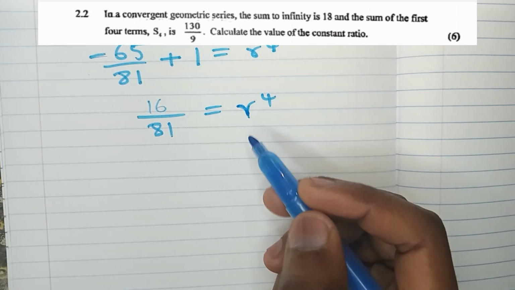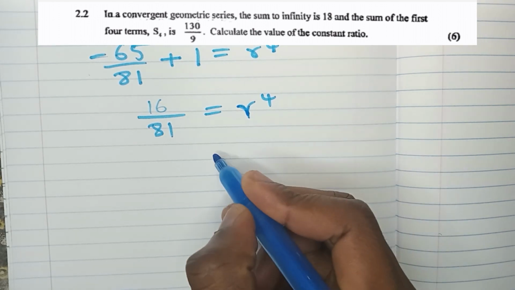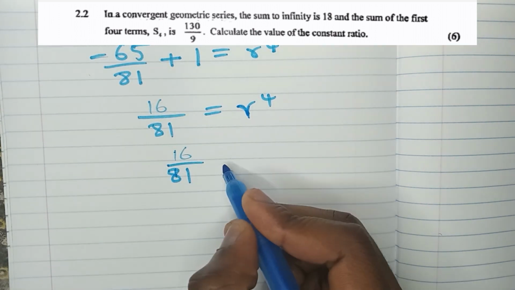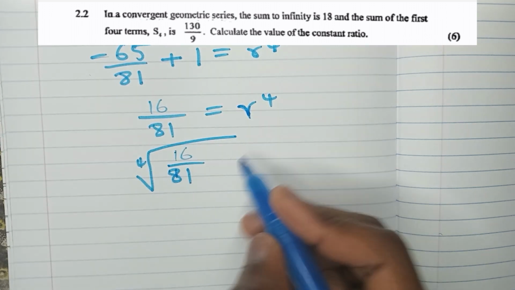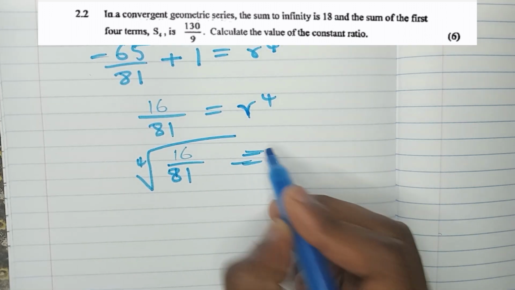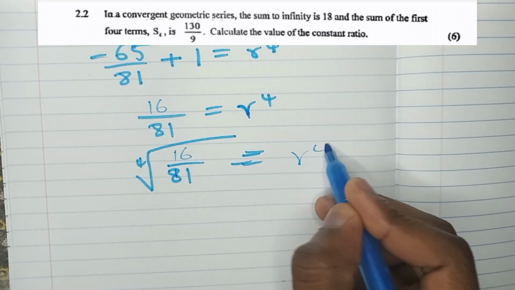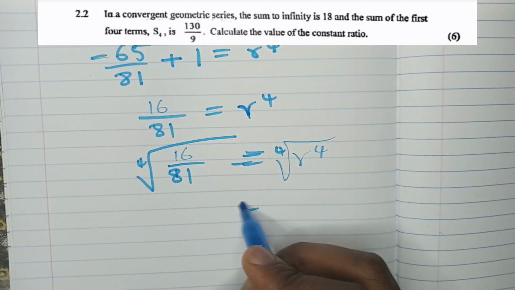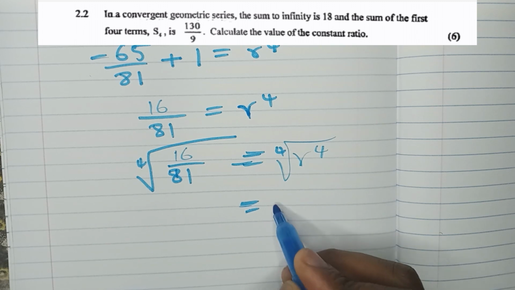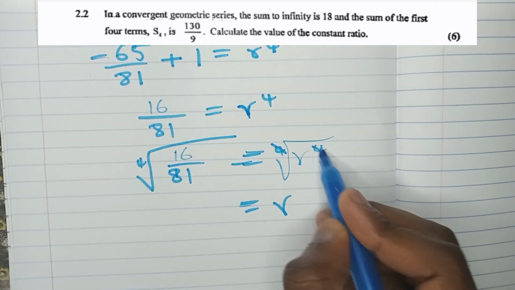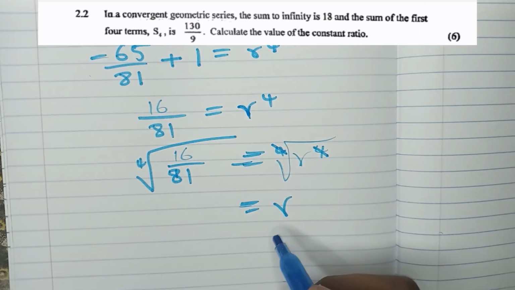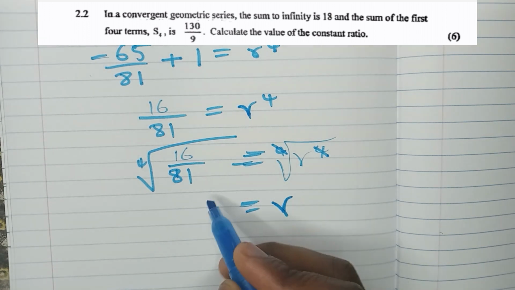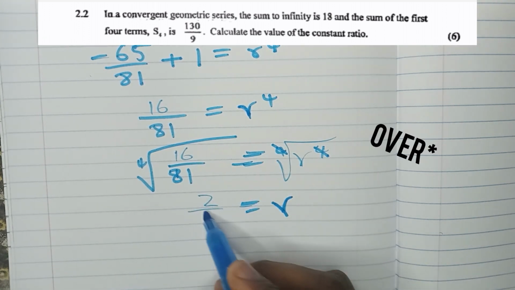introduce the fourth root. It will be 16 over 81 to the fourth root is equal to, on the other side, r to the 4 fourth root. So this will be equal to r, because the root cancels the power. So the root is cancelled and we are only left with r. Then this side we will be left with 2 over 3.